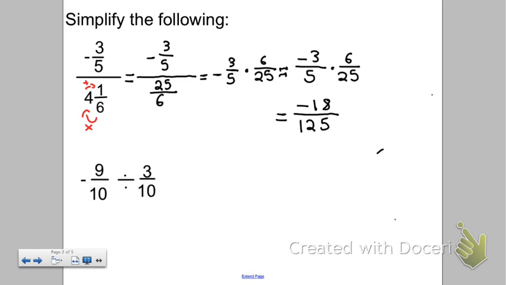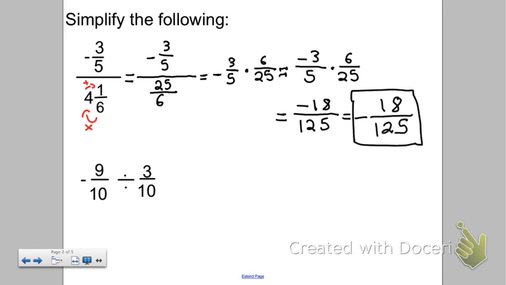Now I have to look to see if I can reduce my fractions. You always need to reduce your fractions. There are no numbers that go into 18 and 125, so my answer can stay as negative 18 over 125. You also do not like to have the negative sign with a specific number. So my final answer is going to be negative in the front, 18 over 125.